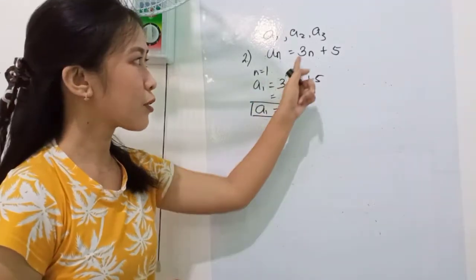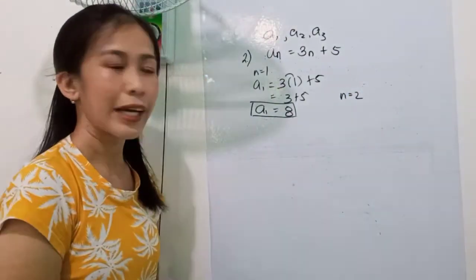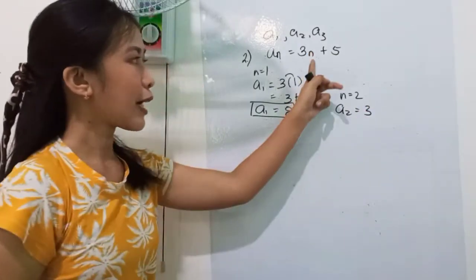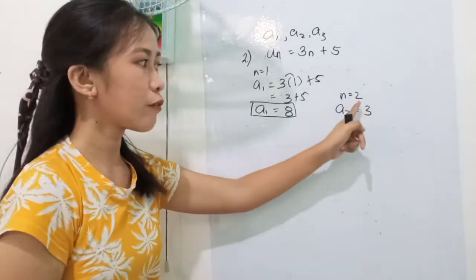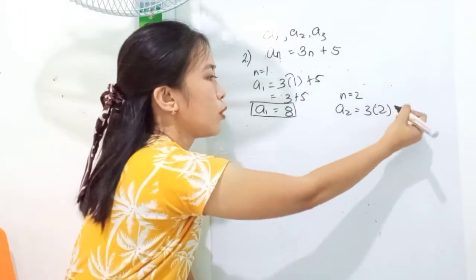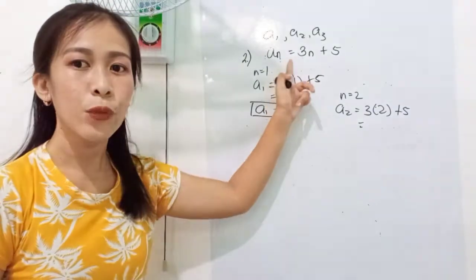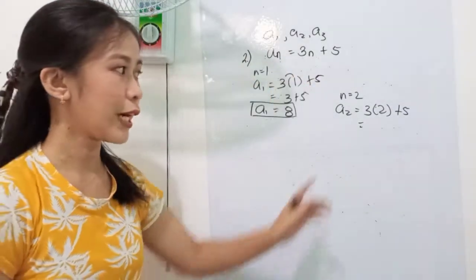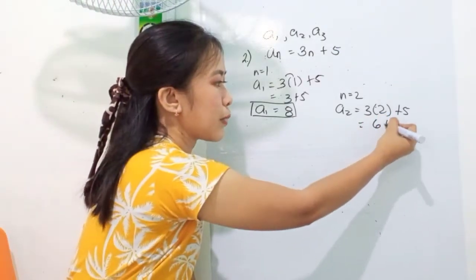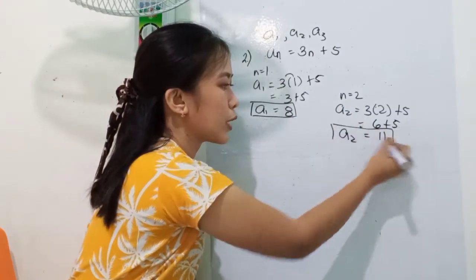Okay? Now, let's look for a sub 2, where n is equal to 2. Okay? And then we have a sub 2 is equal to 3 times n, where n is equal to 2. Therefore, we're going to change n to 2. Okay? So, we have 3 times 2 plus 5. So, sundan nyo lang palagi yung pinaka-equation or pinaka-formula. Alright? Then, we have 3 times 2, that is 6, plus 5, that is 11. Therefore, our a sub 2 is 11.